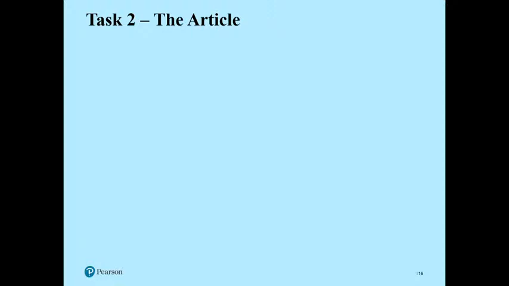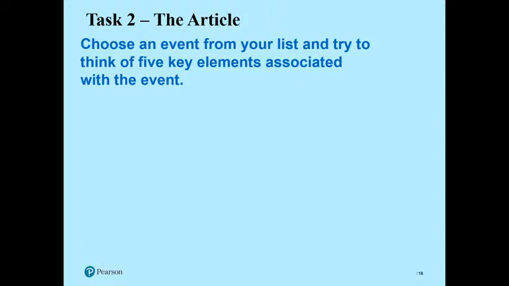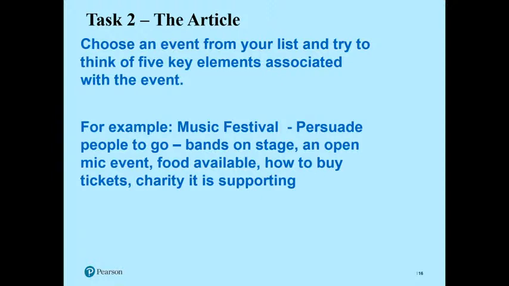So when you think about the article, have a think about what the events from your list that we've just thought of, the realistic events that could happen in your area. And again, try and think of sort of five key elements associated with the event. So for me, I was thinking about a music festival and I want to persuade people to go. So that's my style of report.